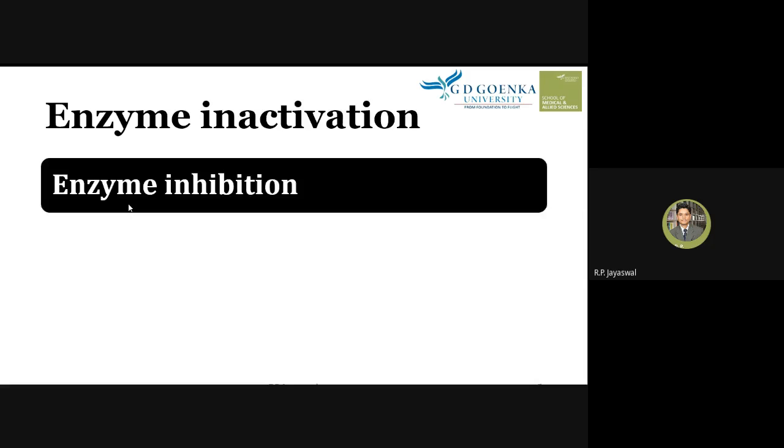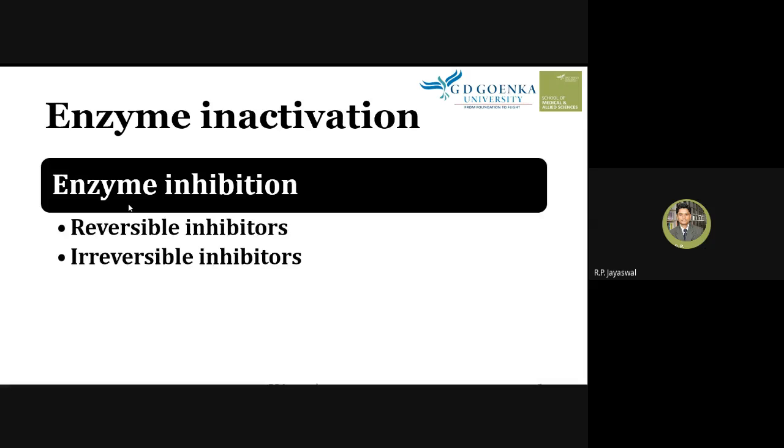Enzyme inactivation. This is another factor which can alter the level of enzyme in the serum. Enzyme inhibition is one of the factors, such as reversible and irreversible inhibitors, which can bind with the enzyme and inactivate the enzyme activity. Because of enzyme inhibition, you will not be able to find the appropriate amount of active enzyme in the serum.